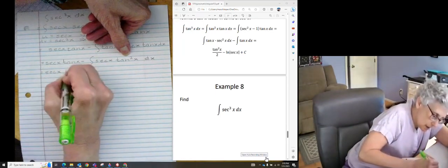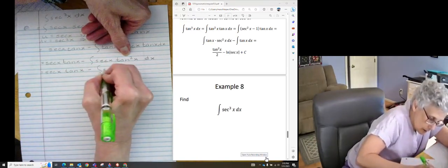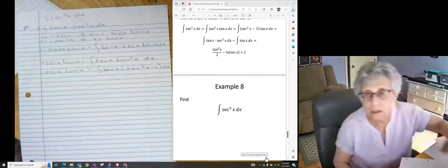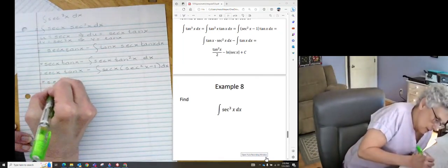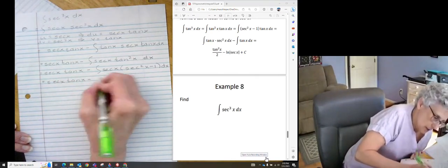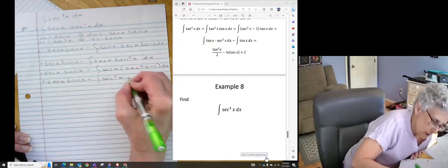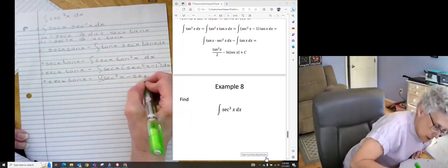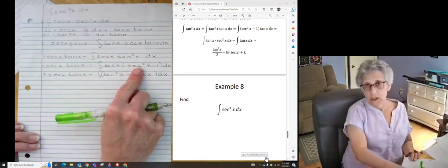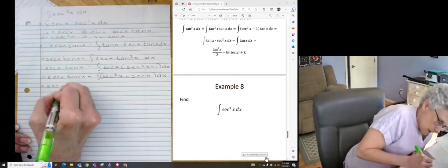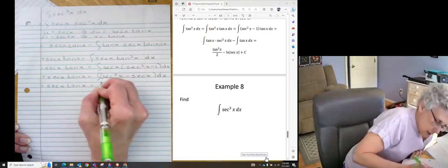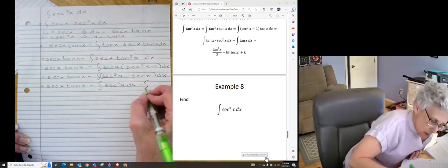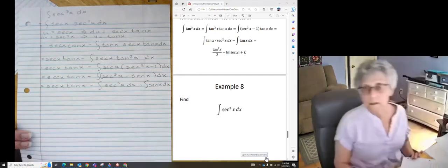So this is secant x tangent x minus the integral of secant x times secant squared of x minus 1 dx. So this is secant x tangent x minus the integral of secant cubed of x minus, oops, don't lose my dx. Well, let's go ahead and leave it in one piece first, minus secant of x dx. So first I just distributed. So now we have secant of x times tangent of x minus the integral of secant cubed of x dx. I have minus minus, so plus the integral of secant of x dx.